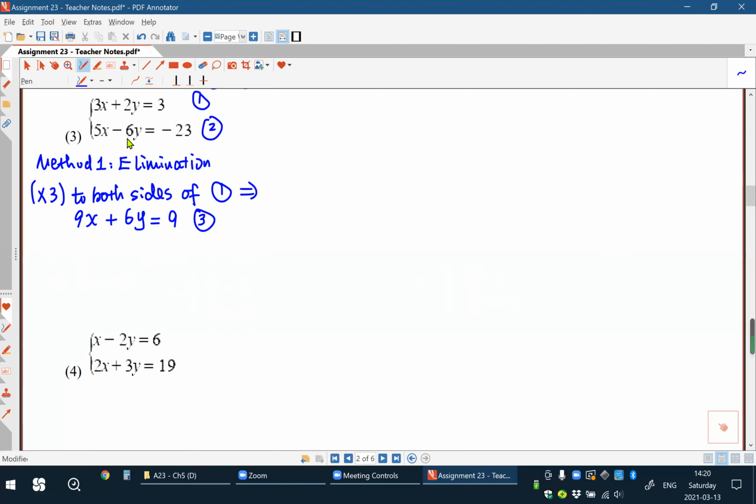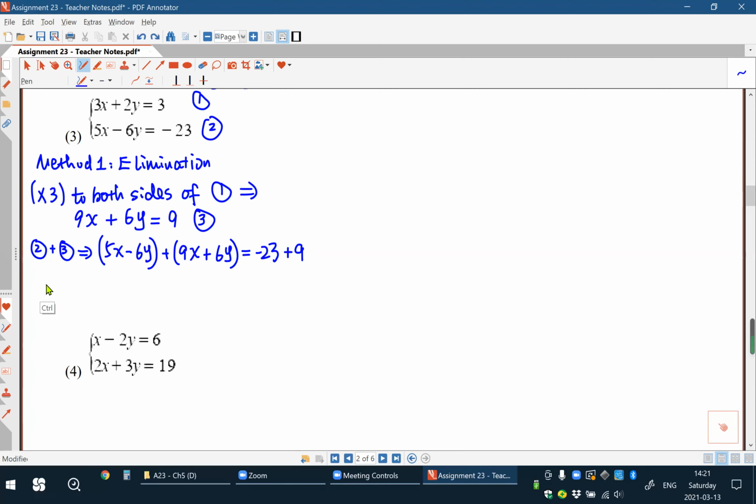And then to eliminate y, you can see here we have a positive and negative 6y, right? So in order to eliminate y, we can use equation 2 plus equation 3. And this will give you 5x minus 6y plus 9x plus 6y equals minus 23 plus 9, right?